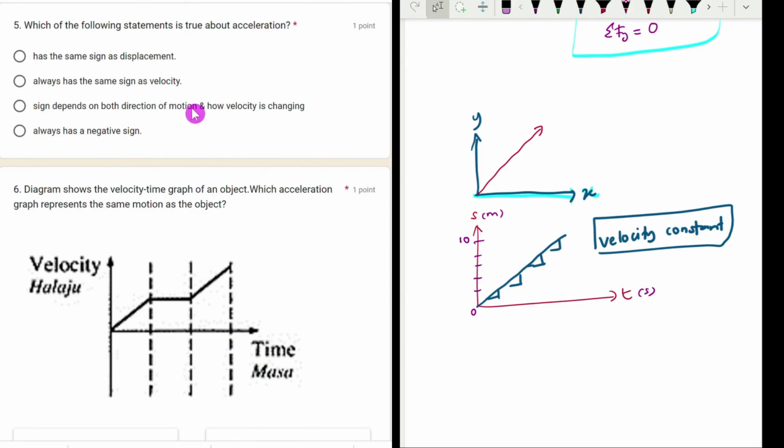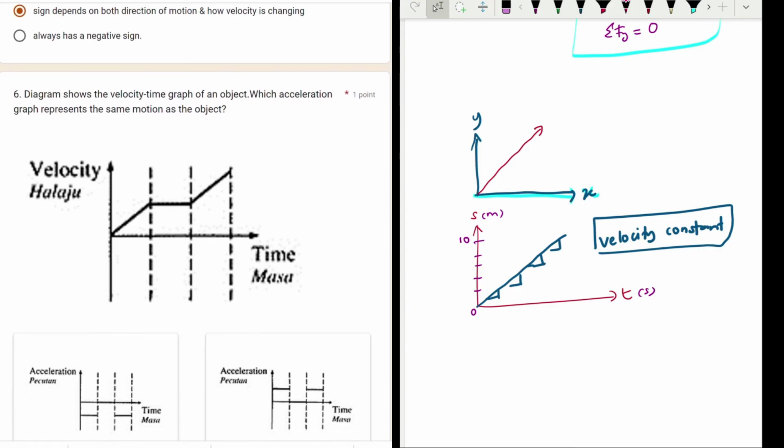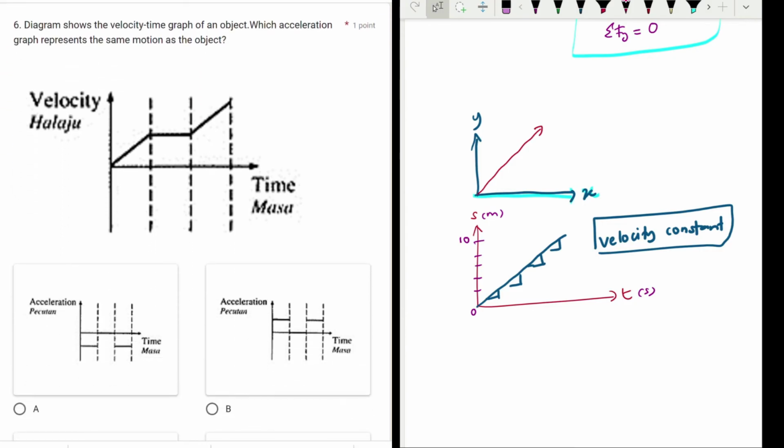Sama ada velocity dia decreasing ataupun velocity dia increasing. Lepas tu kena tengok juga motion of the object. Motion of the object ke kanan ke kiri. Okay, so acceleration boleh jadi positif, negatif bergantung kepada pergerakan, arah pergerakan objek dan juga bagaimana velocity itu berubah, berkurang ataupun bertambah. Okay, so jawapan dia adalah C. Alright, question number 6. Diagram shows the velocity time graph. So here we have positive V.